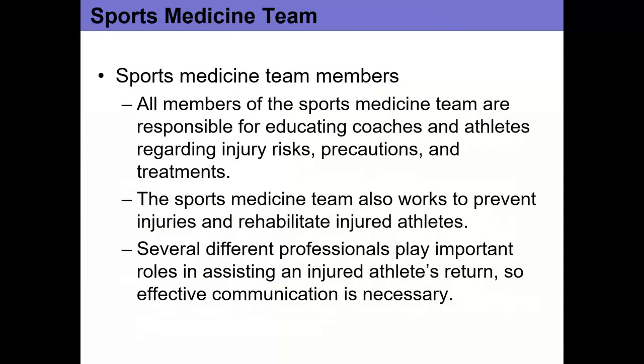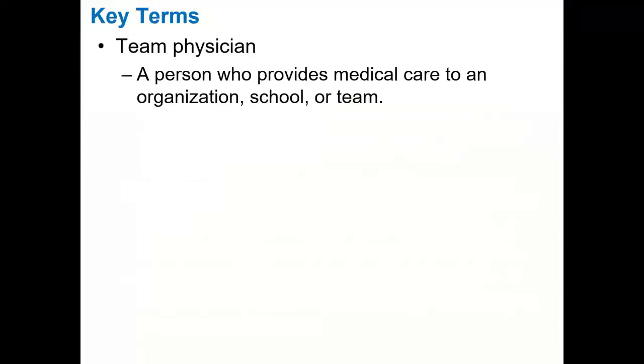All the members of the team obviously have to be able to work together. They have to communicate well to ensure that the athlete recovers from the injury and is ready to return to play. And hopefully when they return to play, they'll be pretty close to their pre-injury level of performance. The first member of the sports medicine team is the team physician. The athletic trainer usually works under the team physician. In some states, they have to practice under the license of a team physician.